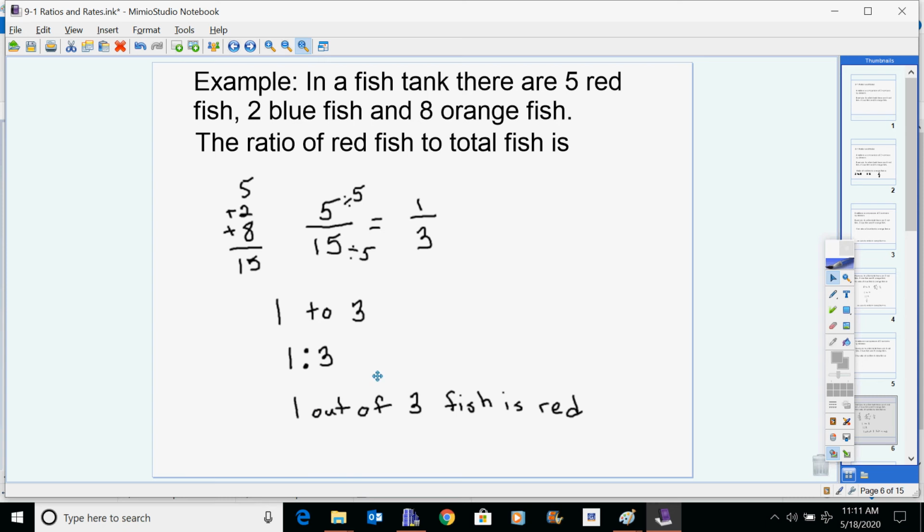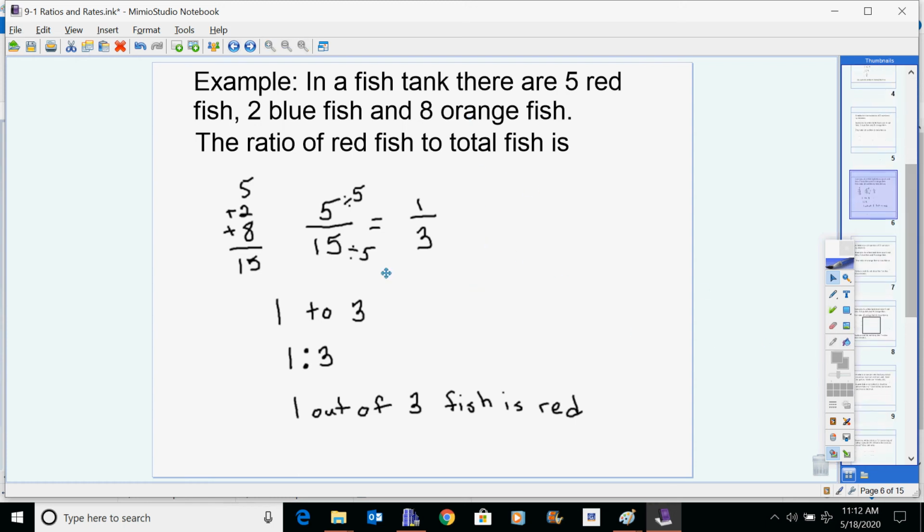Now this way of writing it with the words out of is a little special because you have to be dealing with a total number in order to use the term out of. Otherwise you just say it's 1 to 3, 1 red fish to every 3 total fish. Okay, so you've got to make sure you're careful of what you're comparing to, and then also reducing the fraction.